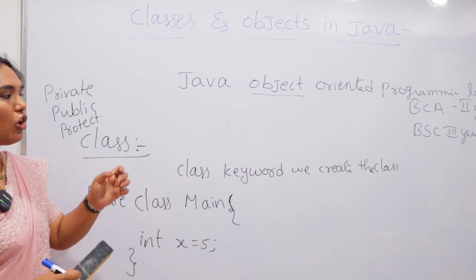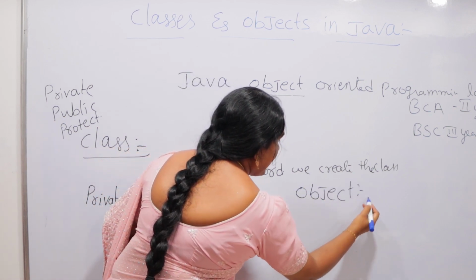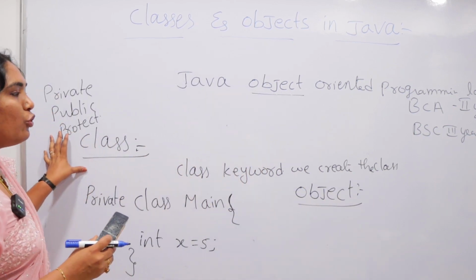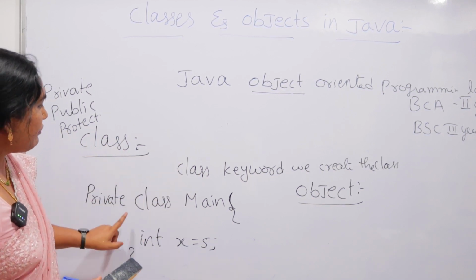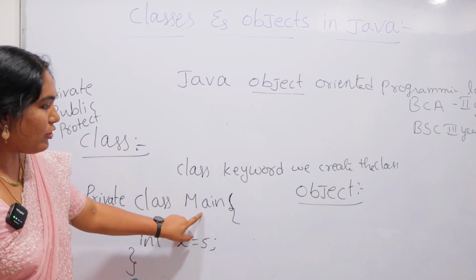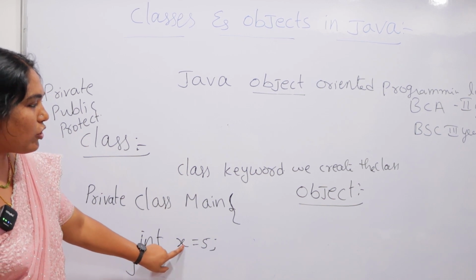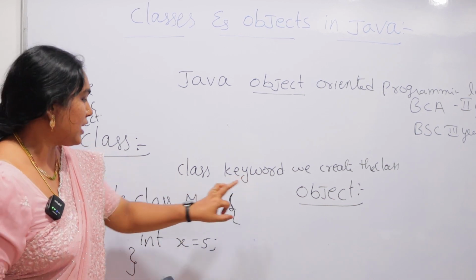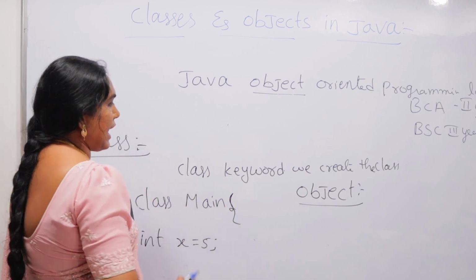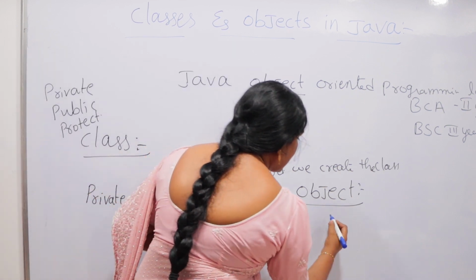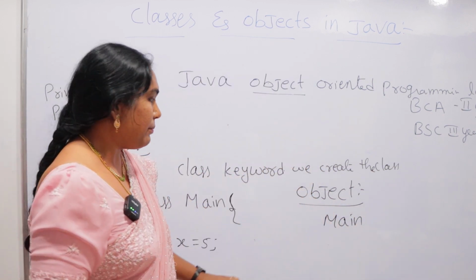And come to the point of objects. Simply, the class is the blueprint of the object. When we create the class Main, it cannot give memory space to the attribute. Because of that, we need to create an object for every class. For example, how to create the object for this class? By using the class name. What's the class name there? Main. By using the class name.